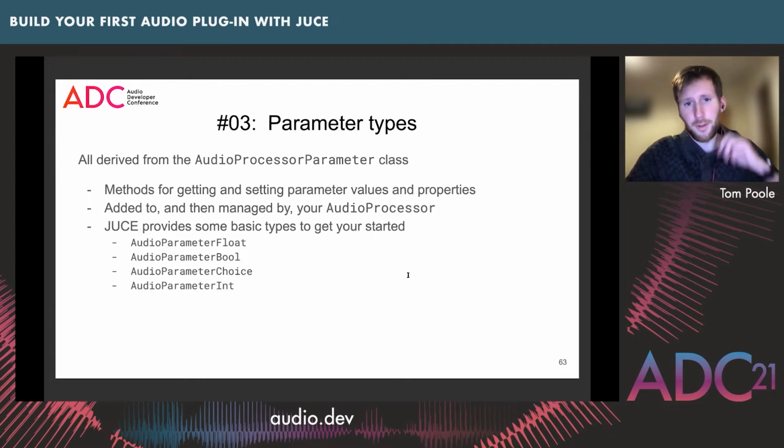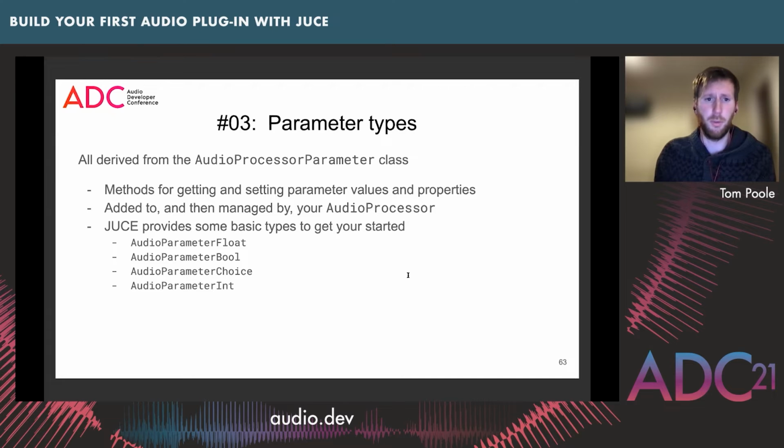The easiest way of doing this within JUCE is to use one of the audio processor parameter subclasses that we provide. These are a nice wrapper around parameters where the audio processor parameter classes provide methods for getting and setting parameter values and properties. And when you add these to your audio processor, it takes care of their lifetimes and interacting with them.